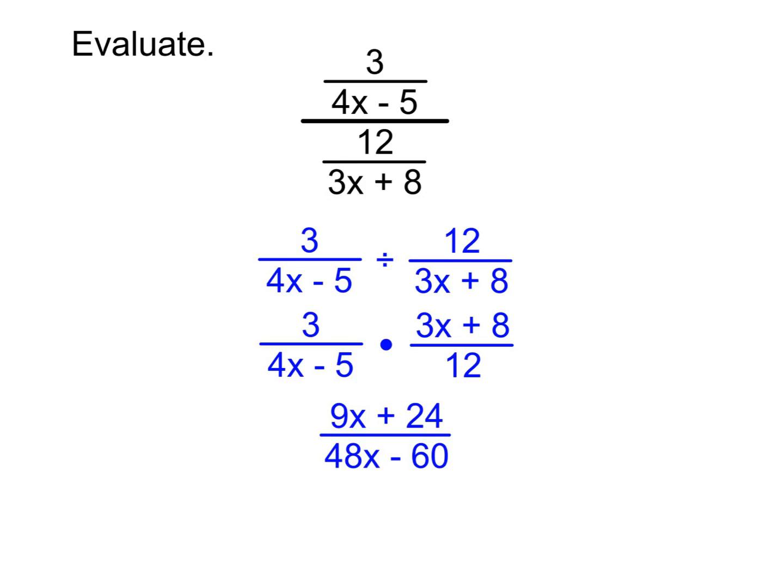All right, and we have one more step here. We need to check and see, can this reduce? Can I divide all 4 of those terms by the same thing? Yeah, by 3. So we do so because we have to reduce if we can. Your final answer should be 3x plus 8 over 16x minus 20.